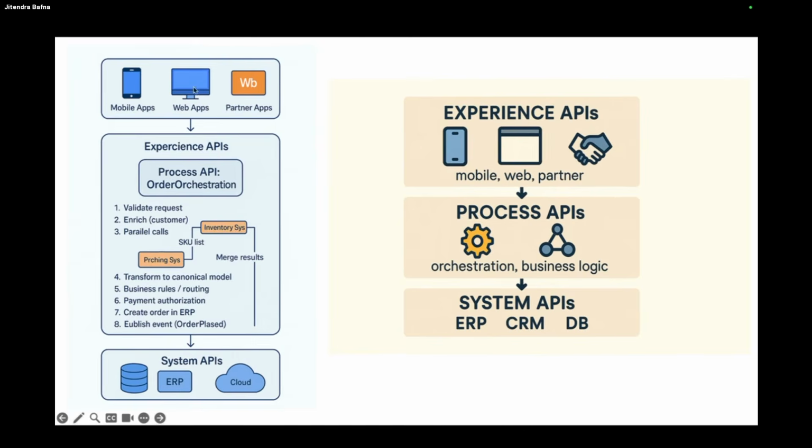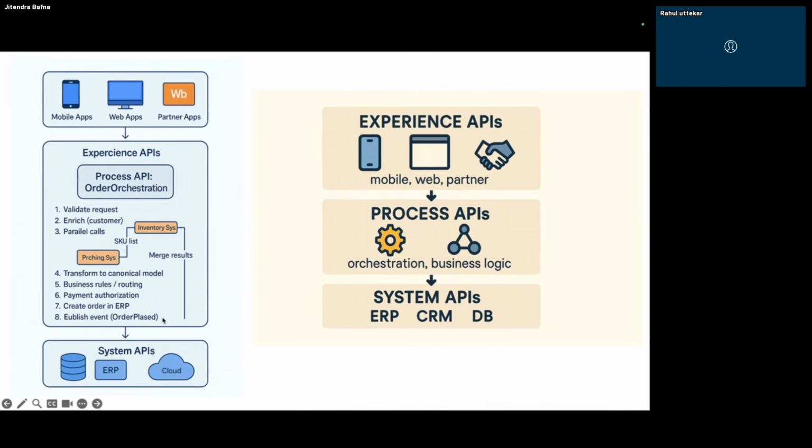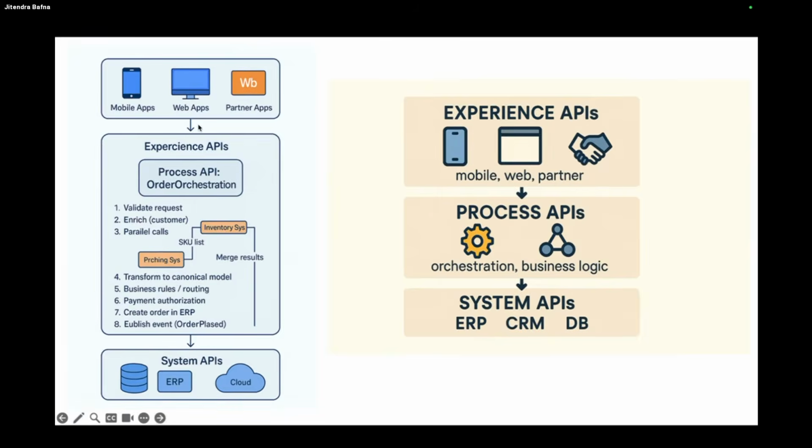Yeah. So for example, I have a web application. Now I'm getting some data returned from the process API, right? So I will give a simple example. So here I have a system API. The process API collects the account and the contact details basically, right? Account and contact information, and passes it to the experience API.